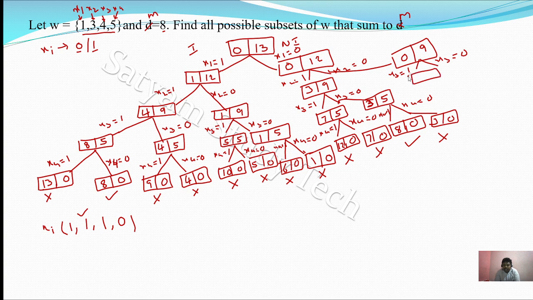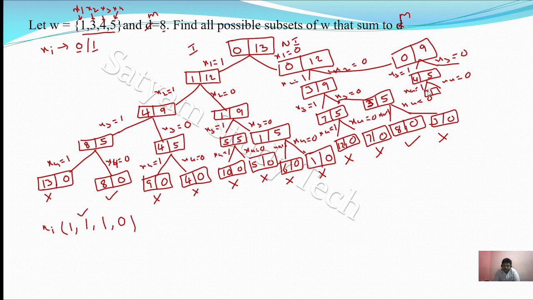So if x3 is included, x3 value is 4. 4 plus 0, that is 4. So 4 is subtracted from 9, remaining is 5. So here it is, x4 is included, x4 is not included. So if x4 is included, x4 value is 5.